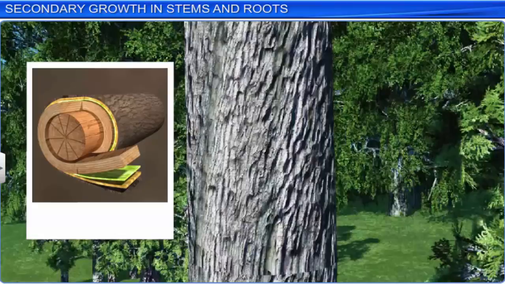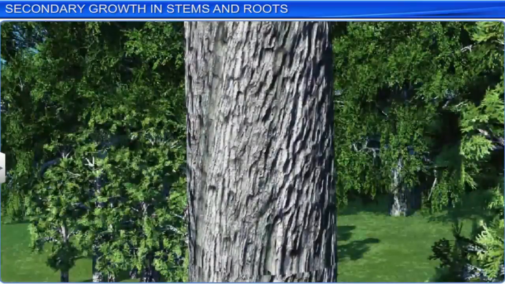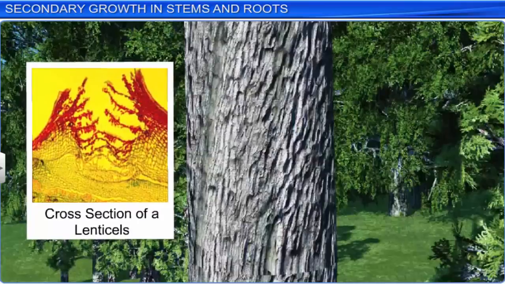Bark formed in the early season is called early or soft bark, while bark formed at the end of the season is called late or hard bark. Due to the formation of bark, gaseous exchange between the internal living cells and the outer atmosphere is cut off. To facilitate gaseous exchange, phellogen cuts off parenchymatous cells that break the epidermis and form lens-shaped openings on the stem called lenticels.